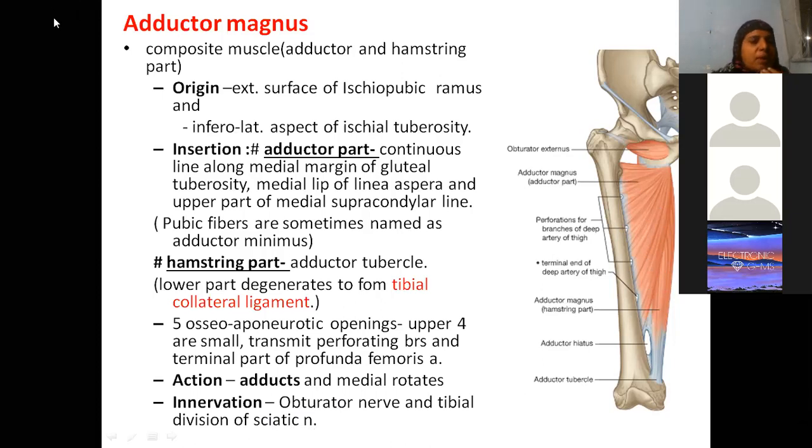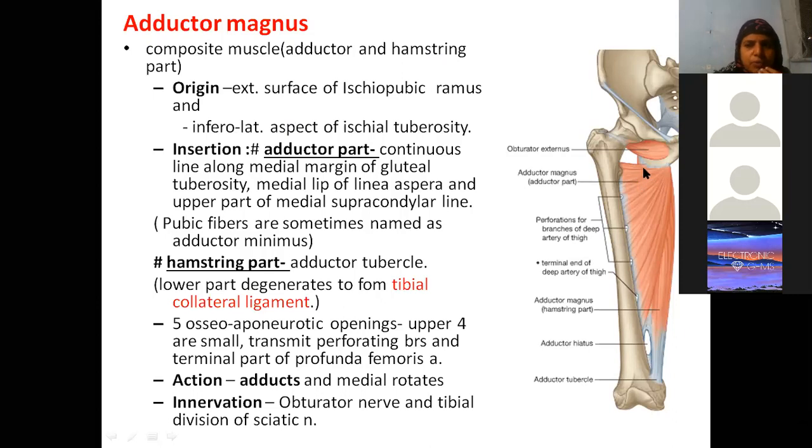Okay, beta? Now, from this picture, if you see, this is coming from the ischiopubic ramus. That means ramus of the pubis and ramus of the ischium. Quite big origin. So this is also a hybrid muscle, 100% hybrid muscle. Then composite muscle, also called hybrid muscle. Adductor and hamstring part it has. Hamstring means posterior compartment of the thigh. So origin, external surface of the ischiopubic ramus.